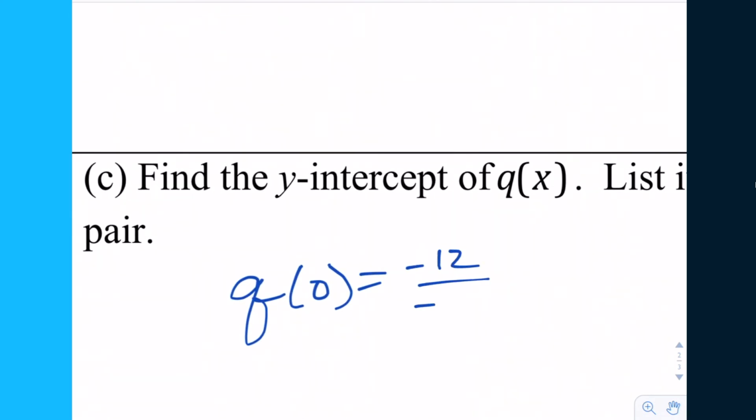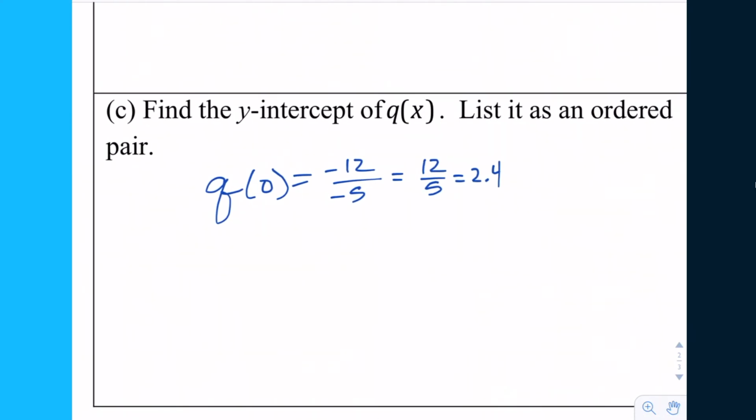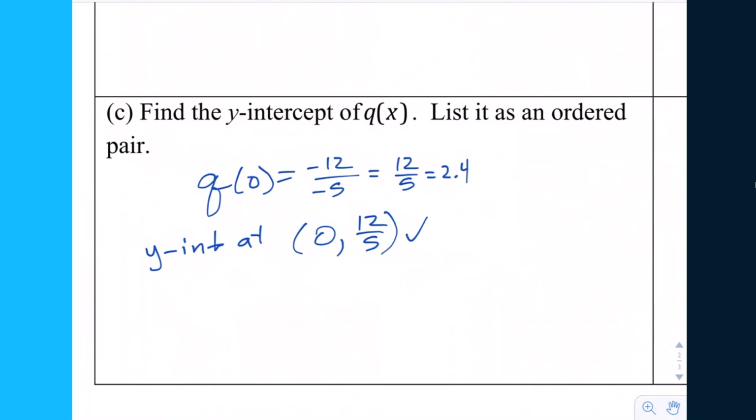Negative 12 over negative 5, which of course simplifies to positive 12 fifths, or 2.4 if anyone wrote that. So it says to list as an ordered pair. So again, the y-intercept at, I'll write the word "at" this time, (0, 12/5) is probably the best answer. And that'll be the 13th check. But what do you have to show? Just the ordered pair here. But you should get in the habit, again, of writing everything I have here, even if it doesn't ask for it.